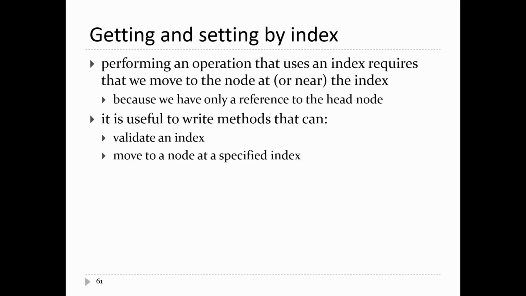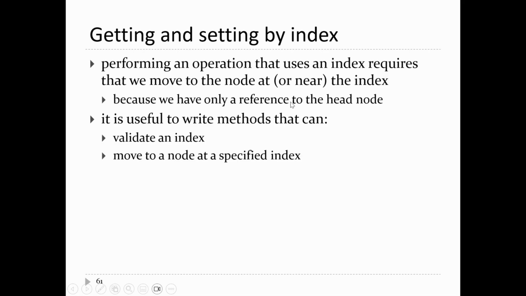Getting and setting by index. The problem with a linked list is that many list operations operate by an index, such as modifying the element at index 5. The problem is that you don't have a reference to that element. So doing anything by index requires starting at the head node and then moving to the node whose index is the one you want to operate on.